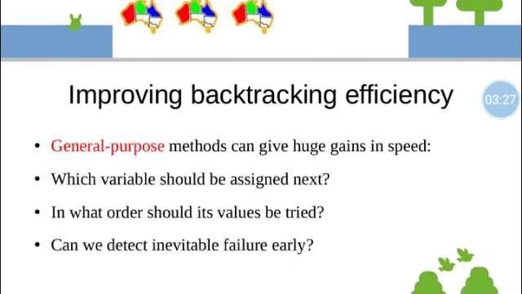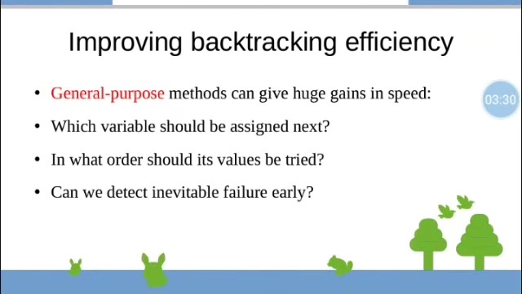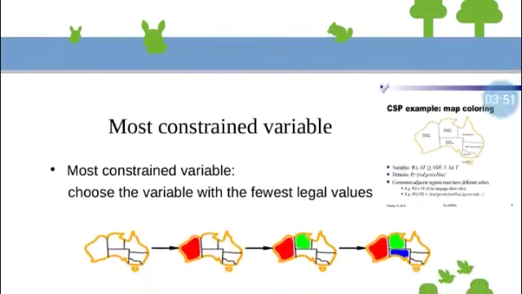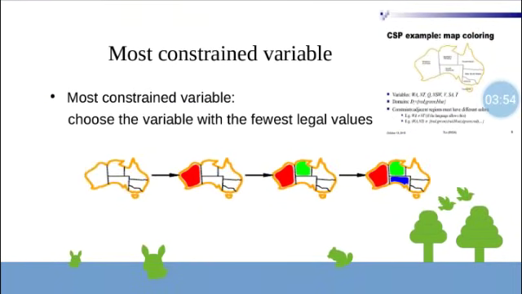Now, improving backtracking efficiency. General purpose methods can give huge gains in speed. So there are three points that we should think about in backtracking. First is which variable should be assigned next. Second is in what order its values should be tried. And third is can we detect failure as early as possible. For solving these three problems, we have a few options. The first option is that we can assign a value to the most constrained variable, and the second option is that we can assign a value to the least constrained variable.